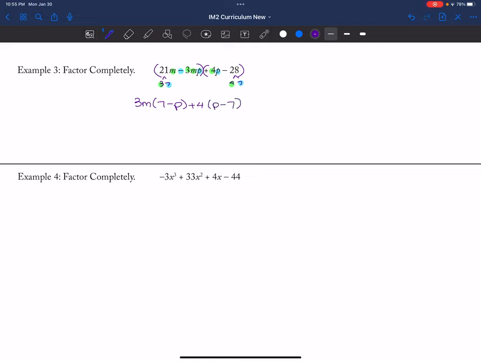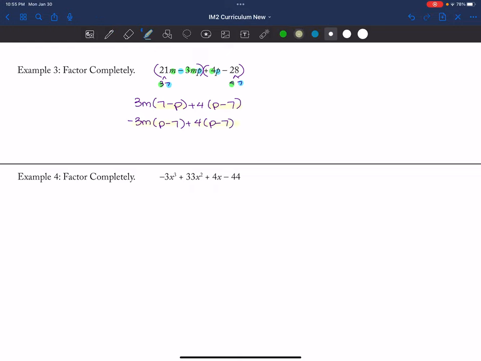Now, what you notice is that what's a little strange is that I have a 7 minus p and a p minus 7, which are basically the same thing, except one of them, I have to factor out a negative. So if I made a negative 3m here, just like we've done in a previous section, that would turn around my variable. So that would make a positive p and a negative 7 here. So 4p minus 7.